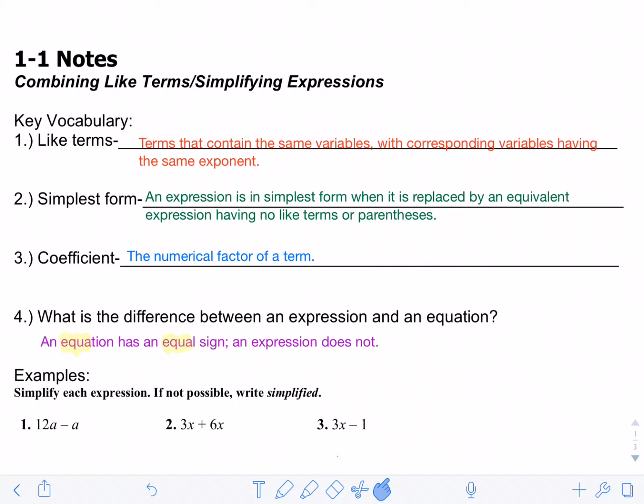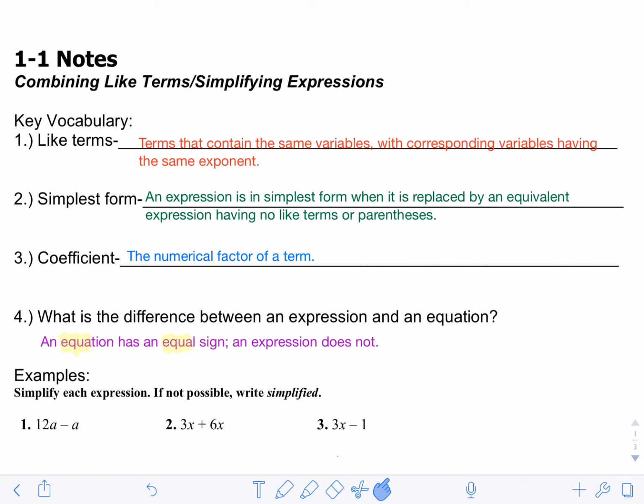Just a quick overview, like terms, they're terms that contain the same variables. So for example, it would be 2x and 3x. Those are like terms because they both contain the variable x. If you had 3y and negative 5y, those would be like terms because they both contain a y.